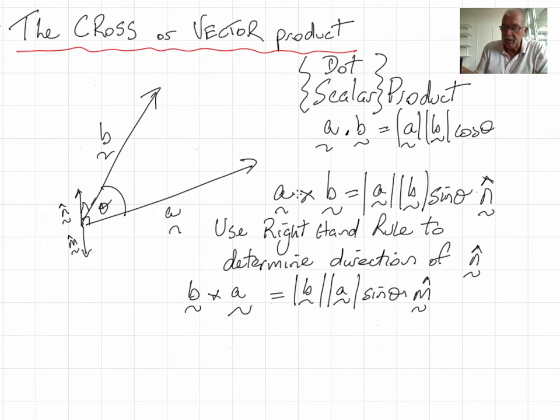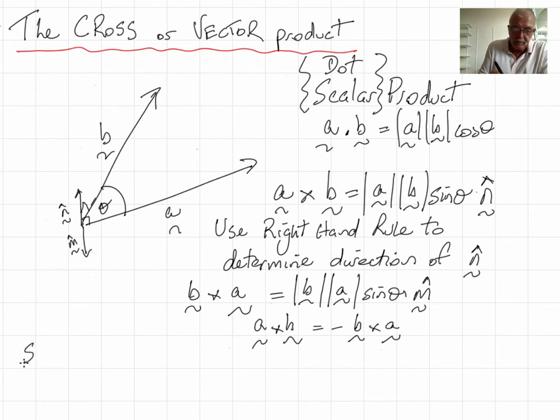So what's the relationship between A cross B and B cross A? One is going in this direction, and in the very opposite direction will be the other. So A cross B will be equal to negative B cross A. Vectors going in the opposite direction are just the negatives of each other.